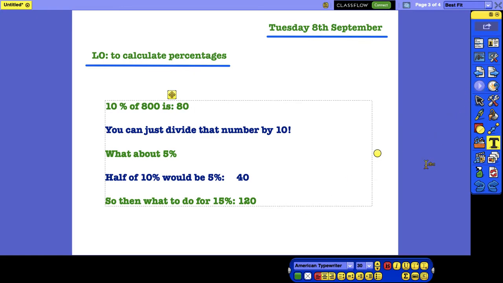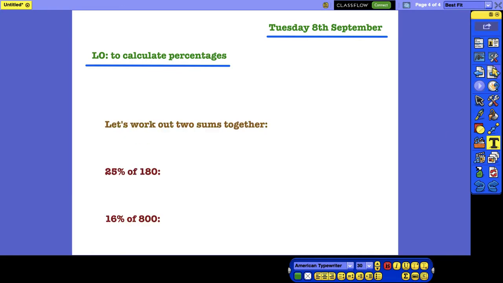So we know how to find 1%, we know how to find 5%, and we know how to find 10%. And after the fact that we know that, we can now find any percentage we want. Okay? For example, let's go through some of these together.